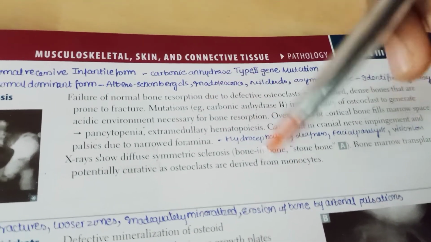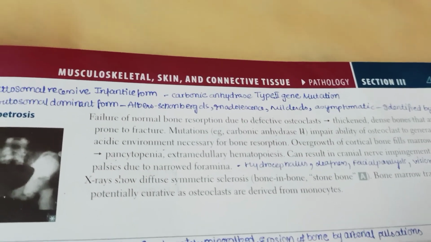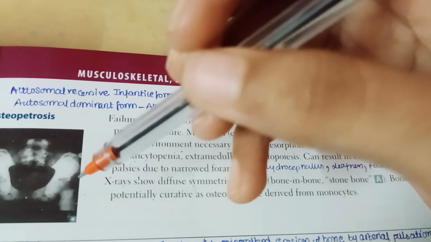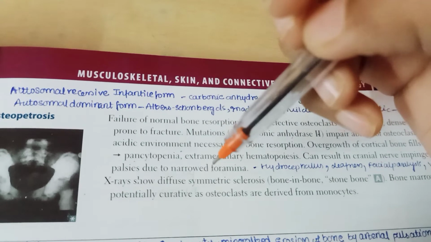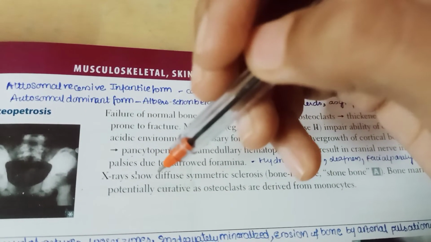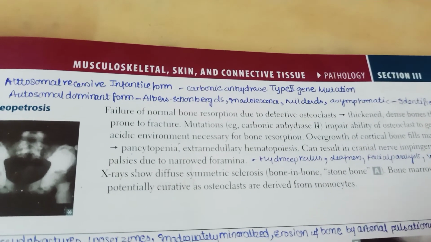And bone marrow transplant is curative, because osteoclasts are also derived from monocytes. So if we give bone marrow, not only are osteoclasts produced, but there is also pancytopenia, right? All those cells will recover because of the bone marrow transplant.